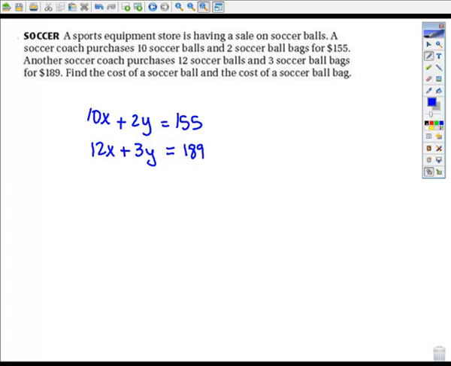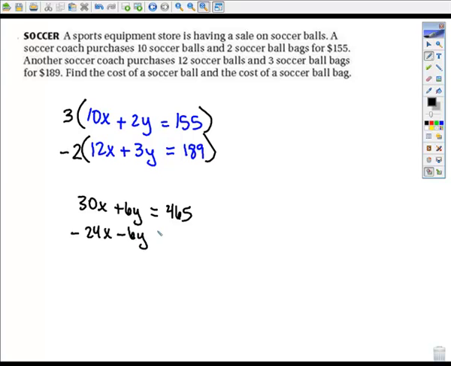Here's my system. This is very similar to the last example, where none of these is a multiple of the other. I'm going to gravitate towards the 2 and the 3 though, and the least common multiple is 6. So I'll multiply the top equation by 3, and the bottom one by -2. So when I distribute, I get a 30x plus 6y equals 465. And in the bottom, I get -24x minus 6y equals -378.